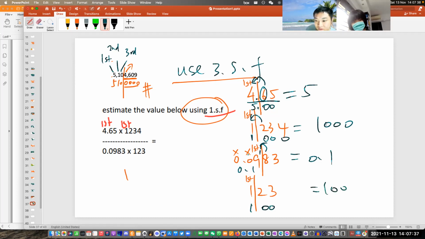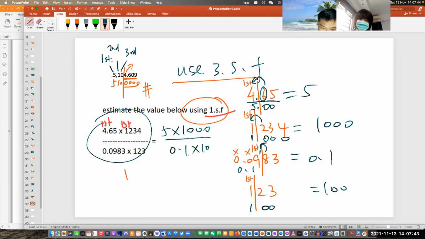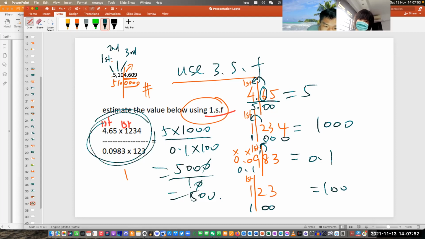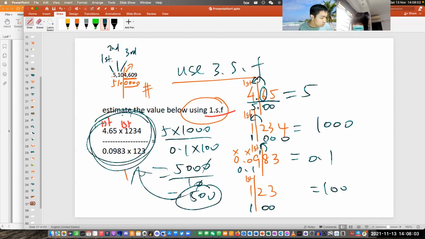Okay, so with this, you can estimate the answer already very fast. So it's 5,000, and then of course for this one you get 10. So it's 500. So you can quickly estimate the answer for this. Can you use your calculator and key this in and see what answer you get? See if it's close.